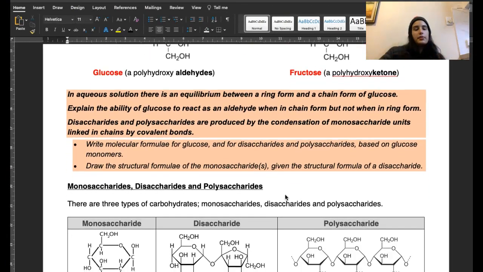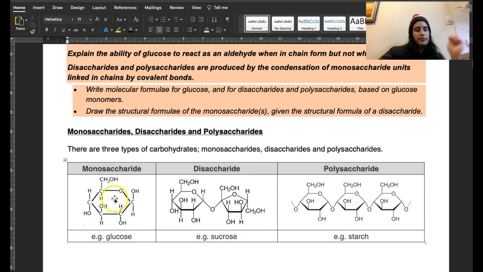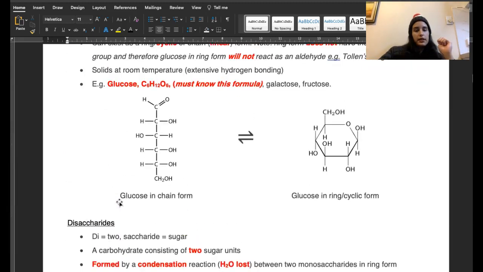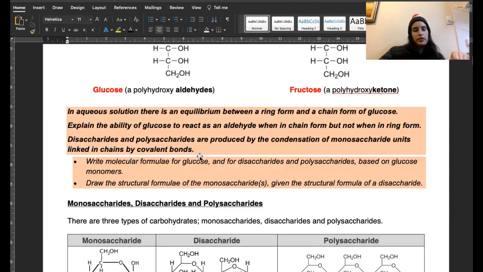So if we have an aqueous solution with glucose, there's always an equilibrium between its ring form and its chain form. Its chain form is down here. Okay, so if we go on to your next page, here's the chain form, here's the ring form. There's an equilibrium that exists between them. So there's a bit of both in there in an aqueous solution.